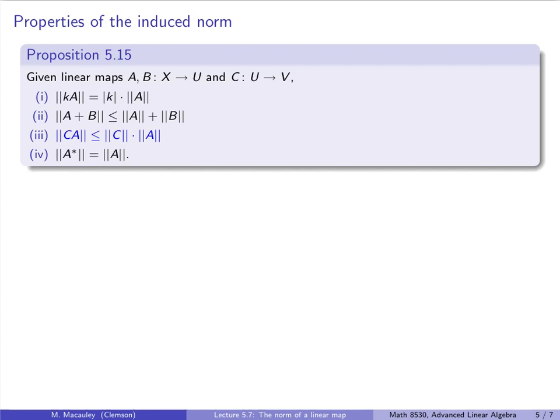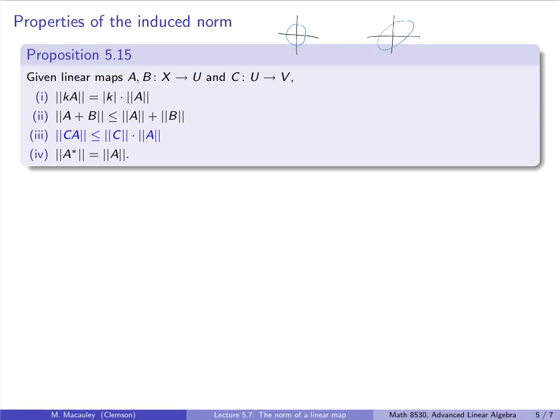So I'll go through them fairly quickly. Given linear maps A, B, and C, first of all, the norm of kA equals the absolute value of k times the norm of A. The way to think about this is if A is a linear map, then its norm is the largest scaling factor over all unit vectors.